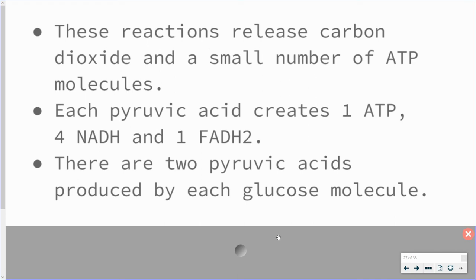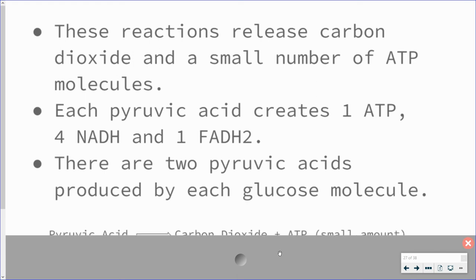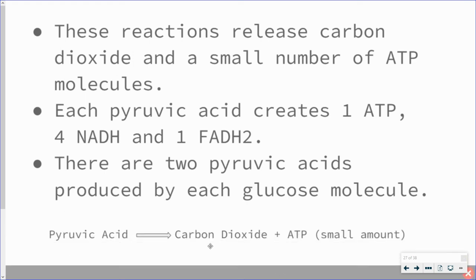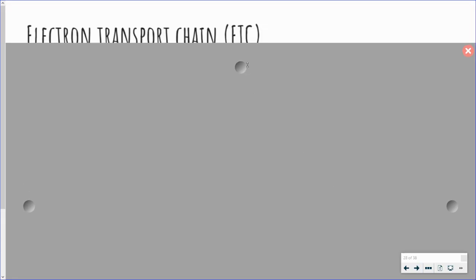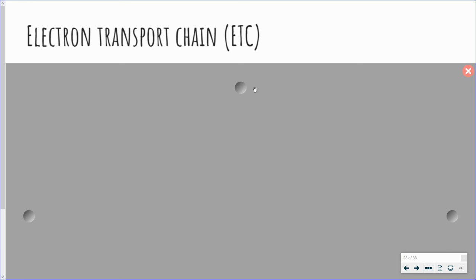And again, there are 2 pyruvic acids produced from every glucose molecule. So this reaction will take place twice. Pyruvic acid will break down into carbon dioxide, one of our waste products, and 1 ATP. NADH and FADH2s from glycolysis and the Krebs cycle will both enter the electron transport chain, the ETC. This is where the bulk of the ATP comes from.